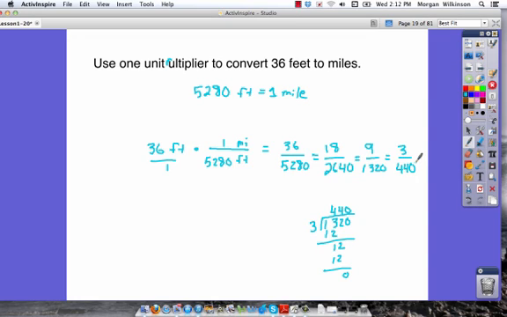This is one way that we could report this answer. But it would be a little bit confusing because I've never heard somebody say that the answer is going to be 3 over 440ths of a mile. So we could say that is our final answer, but an easier way. An easier way will be to say this.